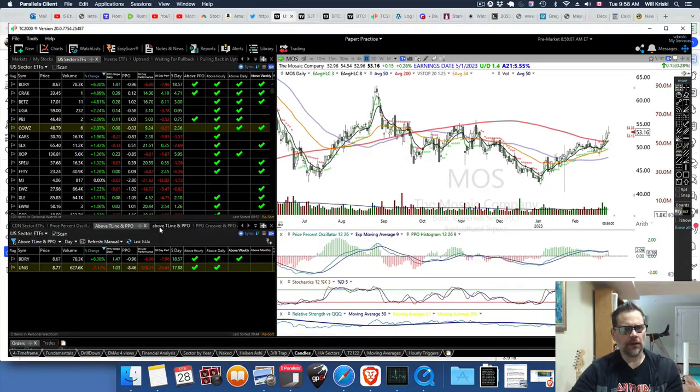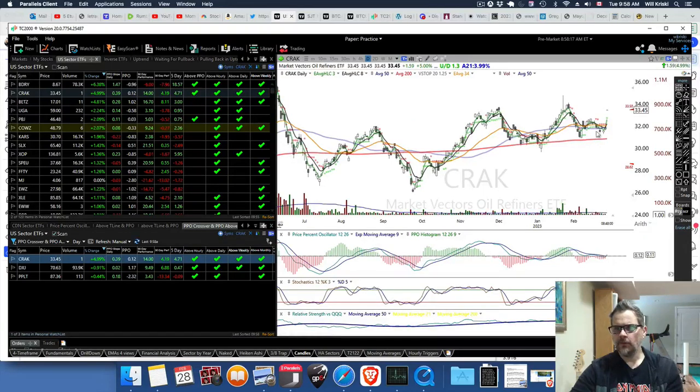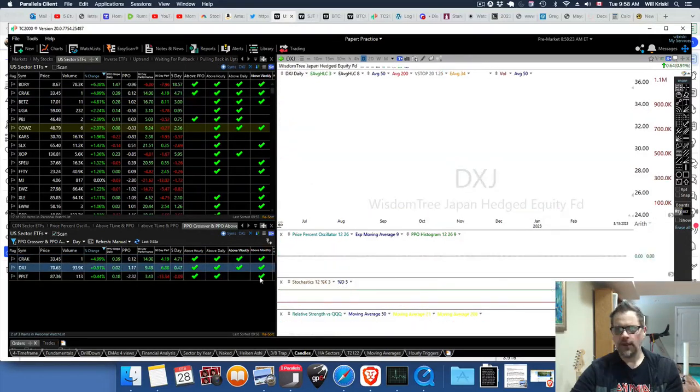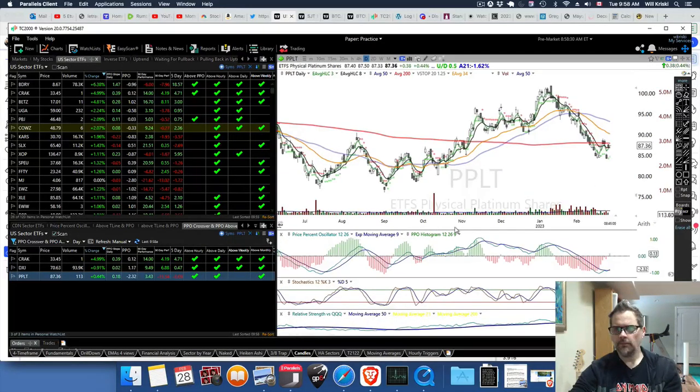I've got these tabs on here. So if you want to find things that are crossing over right at this momentum point, like I've got, see, right when this ETF oil refiners is crossing the MACD. And there's a Japan one. It's a bit high up here, but platinum is crossing. So this reached a support, kind of a double bottom here. So this might be something to check out, but you're crossing it here.